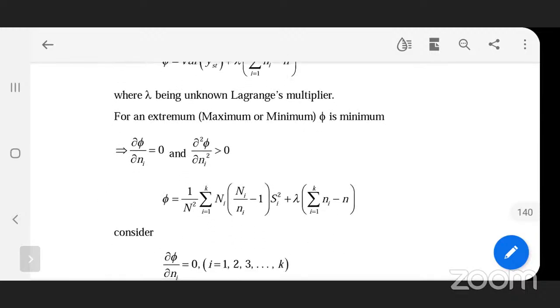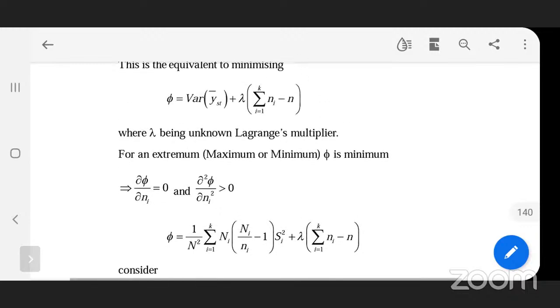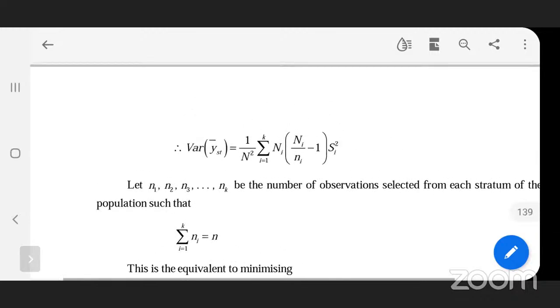If I apply the first derivative equal to 0 with respect to ni, I can also take the second derivative. If the second derivative is greater than 0, it comes to the minimum. So I am calculating the first derivative. With the first derivative equal to 0, I can identify where it will be the minimum. So phi equal to 1 by N square into summation Ni into Ni minus ni into Si square by ni. This is from the variance of YST bar that we have taken above.